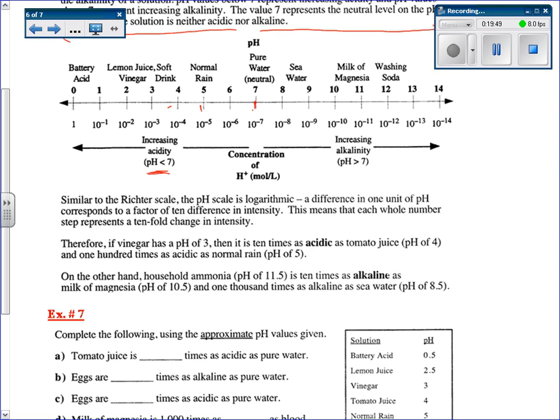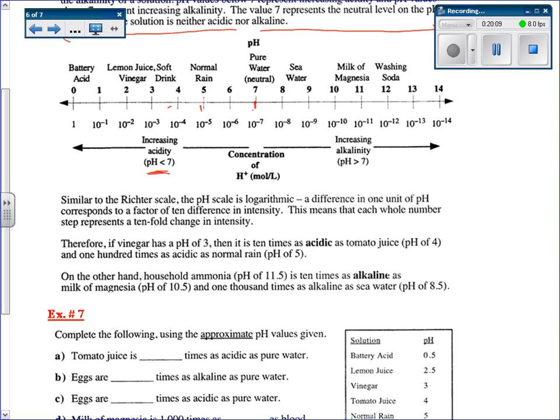So if vinegar has a pH of 3, then it's 10 times as acidic as tomato juice, which is 4, and 100 times as acidic as normal rain, which is a pH of 5. On the other hand, household ammonia, which has a pH of 11.5, is 10 times as alkaline as milk of magnesia, which is 10.5, and 1,000 times as alkaline as seawater, which is 8.5.